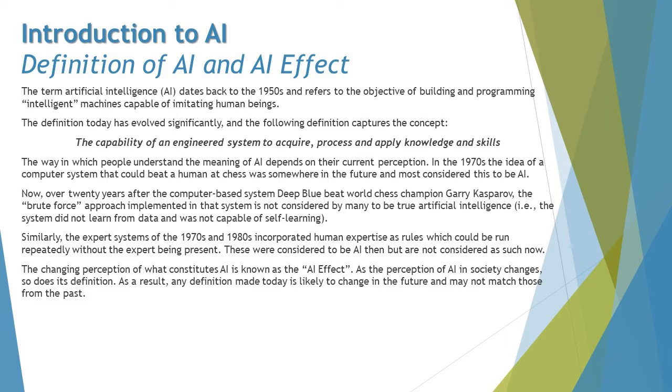Now, of course, the term artificial intelligence was identified way back in 1950 and refers to the objective of building and programming intelligent machines capable of imitating human beings. In a nutshell, even if you go by the words given here, it clearly states that we are talking about having intelligence in machines, just like humans. So humans are the real intelligence, but we are asking robots to do it, and that's what you call artificial intelligence.